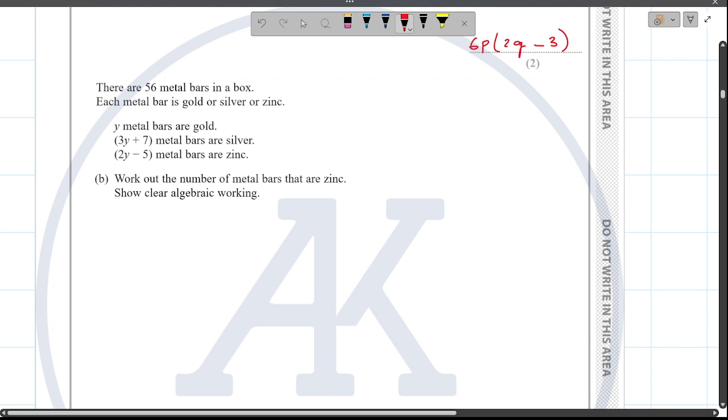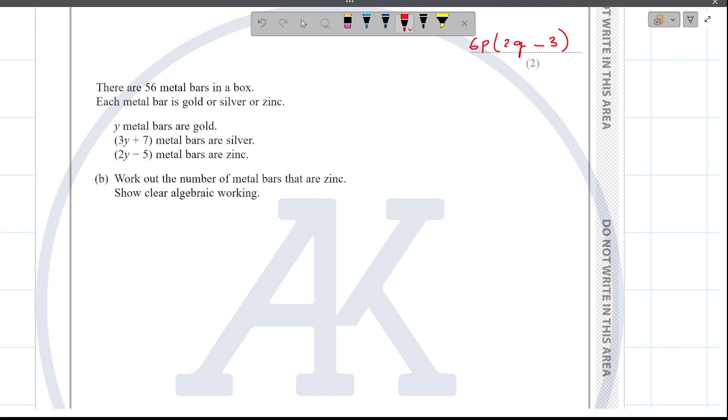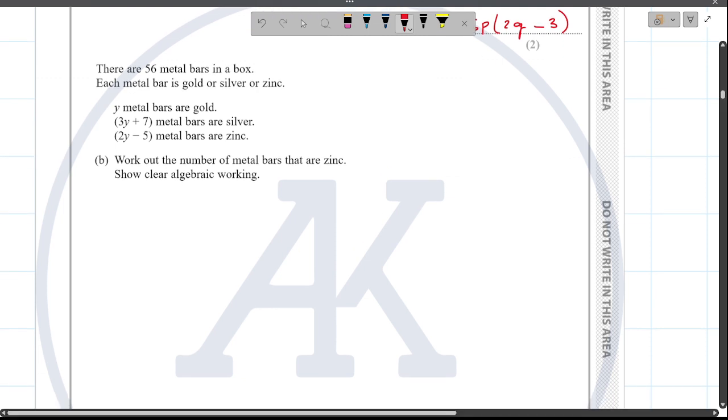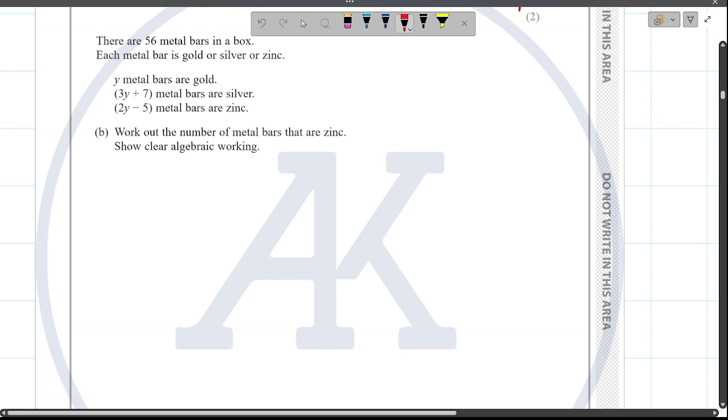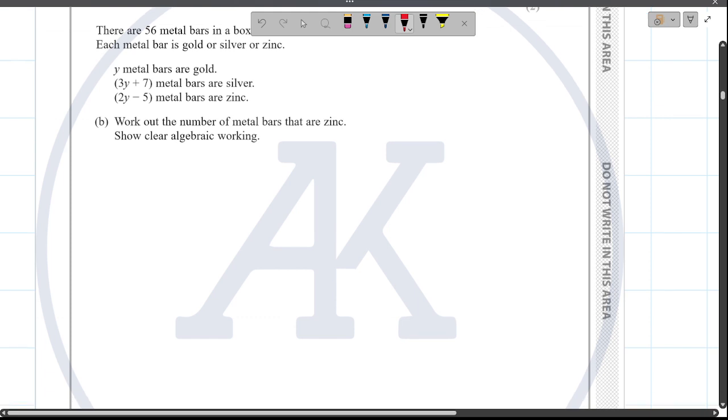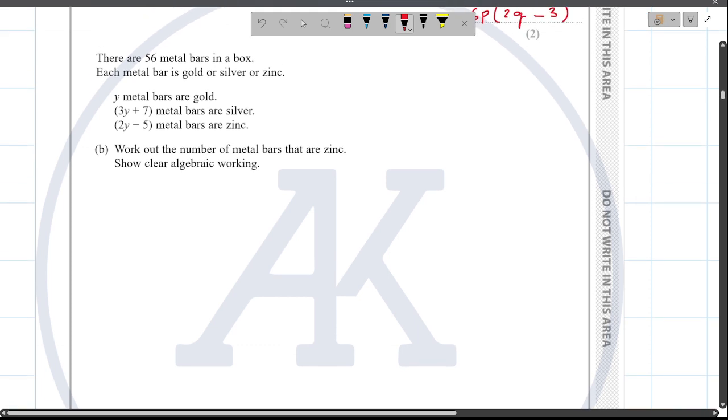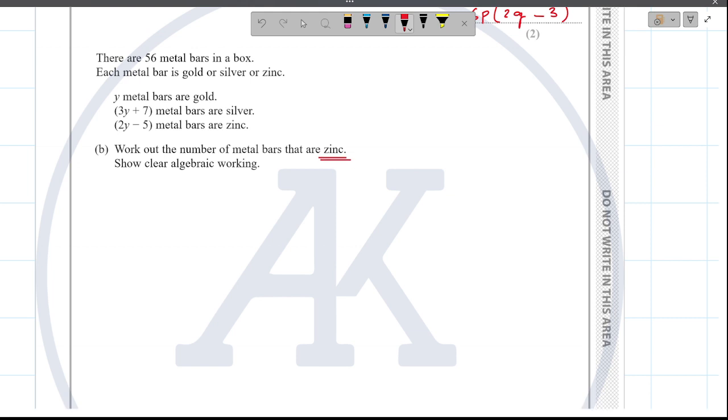There are 56 metal bars in a box. Each metal bar is gold or silver or zinc. Y metal bars are gold, 3y plus 7 are silver, and 2y minus 5 are zinc. Work out the number of metal bars that are zinc. Okay, so we need to get the zinc metal bars. First we need to get the variable, which is y.